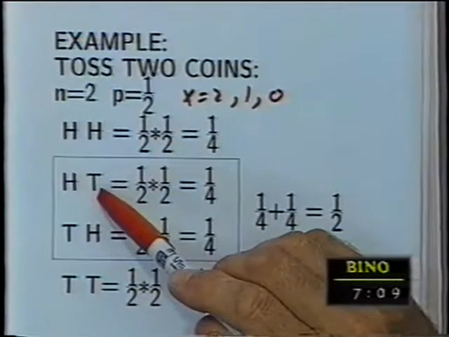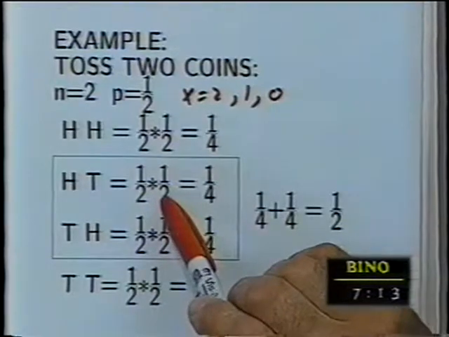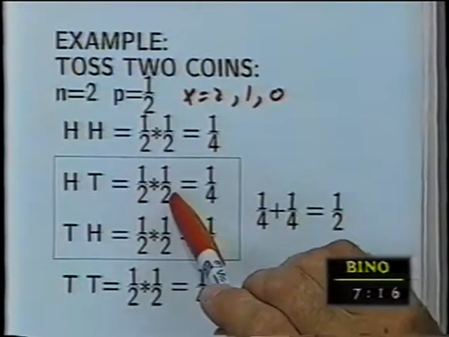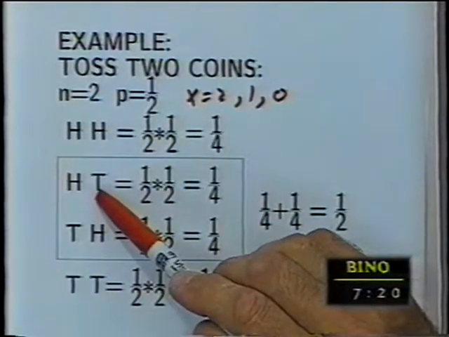How about a head and then a tail? 1/2 the time I'll get a head. And after I get that head, 1/2 the time I'll get a tail, the other half from here. So 1/2 times 1/2 is 1/4. 1/4 of the time I'll have a heads and then a tails.